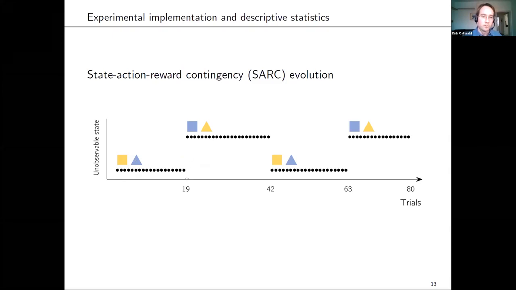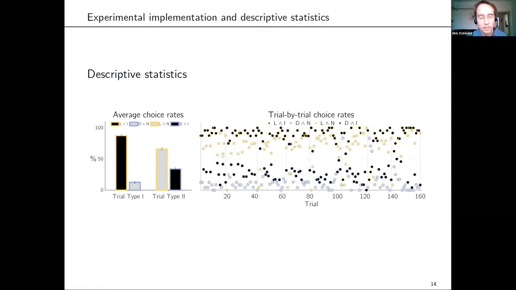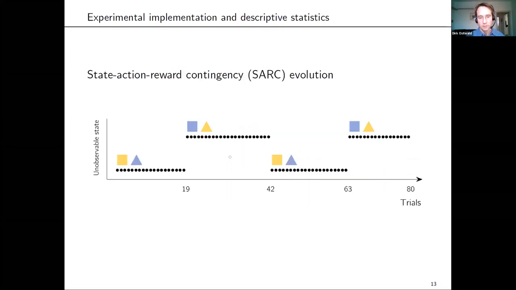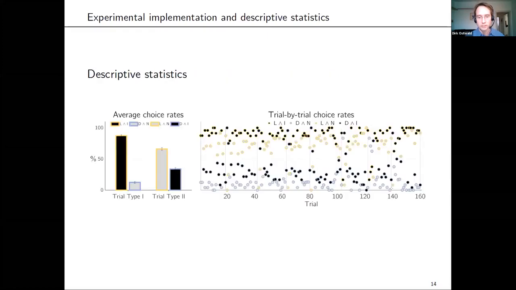And after a number of trials, this would change so that the square would be the detrimental action and the triangle would be the lucrative action. And then people would essentially relearn this mapping from actions to reward. Now, how does the human behavior look on this task? So here we have data from 24 participants who performed 2 runs of this task. This shows 1 run of 80 trials, and people performed 2 runs.